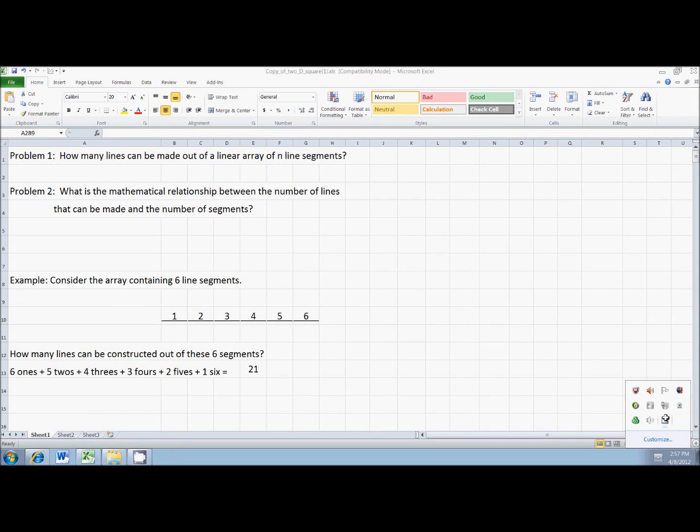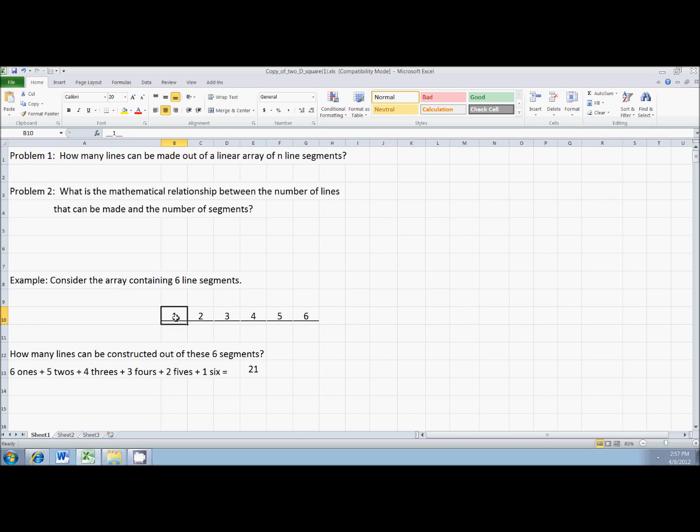Hello, I'd like to discuss a little mathematical problem that I found very interesting. I was working on it with my grandson Charlie recently. We were doing a problem concerning how many lines can be made out of a linear array of n line segments. For example, this is an array of 6 line segments. How many lines can be made out of it?